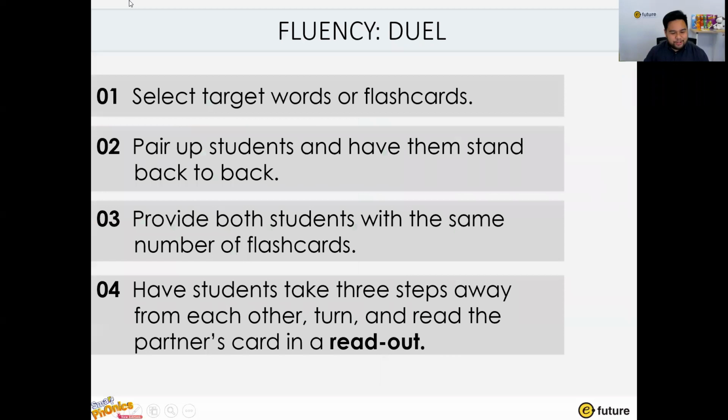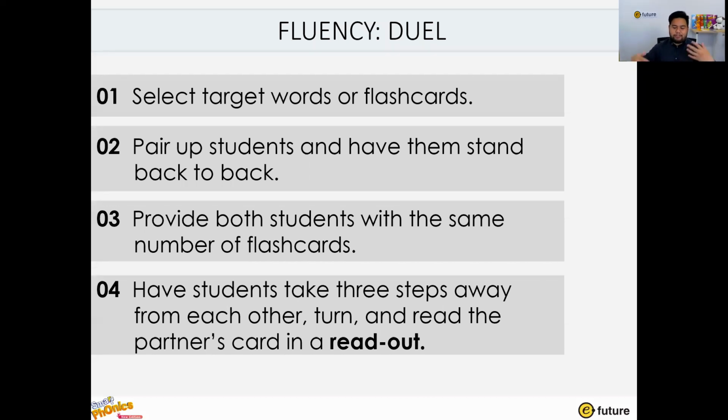Okay. So how to do the fluency duel? Select target words or flashcards, and then the students will stand back to back, just like at the beginning of that GIF. The students start walking away, and then you can tell them how many steps to go, or the teacher can give the cue to turn around. And then they show their flashcard, and you can either have the students read just the word, or for higher levels, maybe for course book stuff, you can have them practice a sentence.